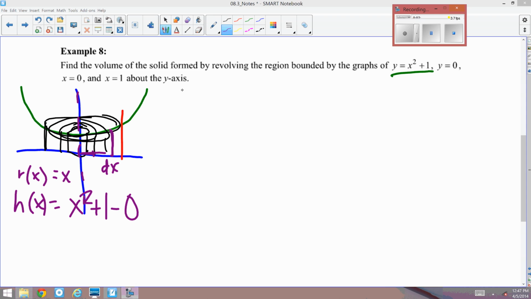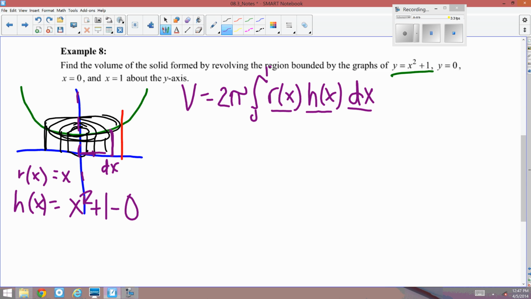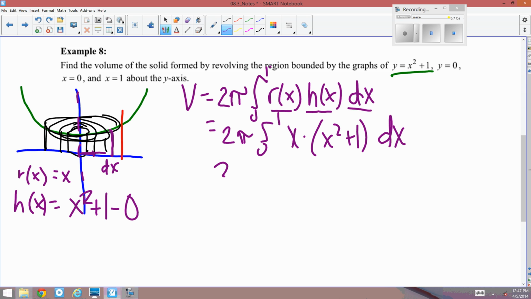So for our volume, we are parashell to the axis we're rotating around, so 2 pi times the integral from 0 to 1 of r of x times h of x dx. Our r of x is one dimension, h of x is one, and the dx is one. That's what makes it a 3D shape. So 2 pi times the integral from 0 to 1, r of x is x, h of x is x squared plus 1, dx. I'm going to distribute before I integrate, so x cubed plus x dx.